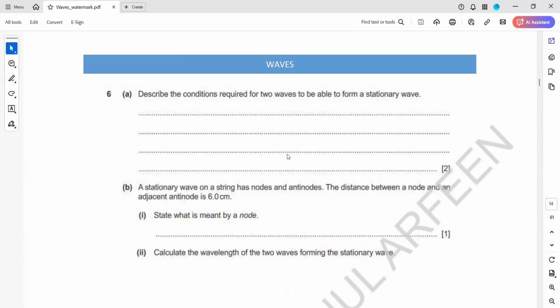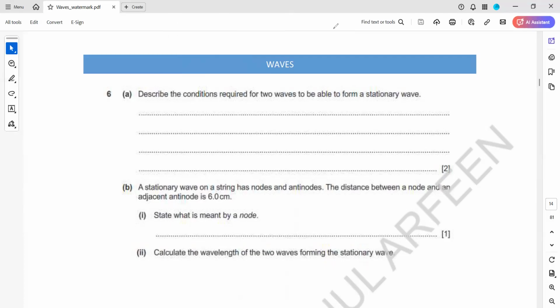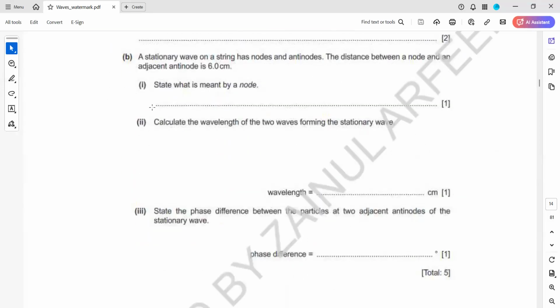No, same type is different from same frequency. For example, you can have a sound wave with a frequency of 20,000 hertz. You can also have a light wave with a frequency of 20,000 hertz. But the sound wave and the light wave cannot interfere with each other. For a stationary wave, the two waves should be of the same nature. If one is sound, the other is also sound. If one is light, the other should also be light.